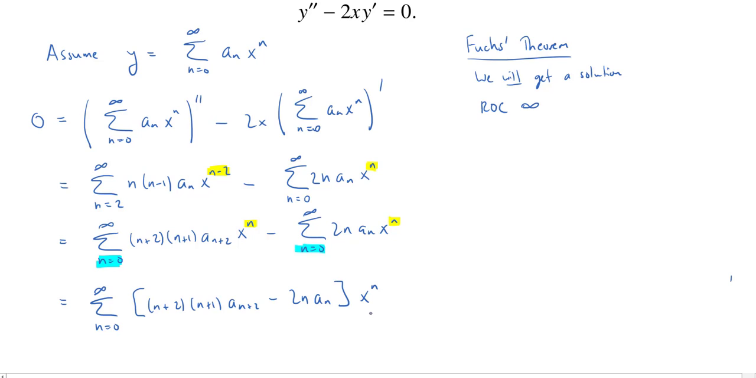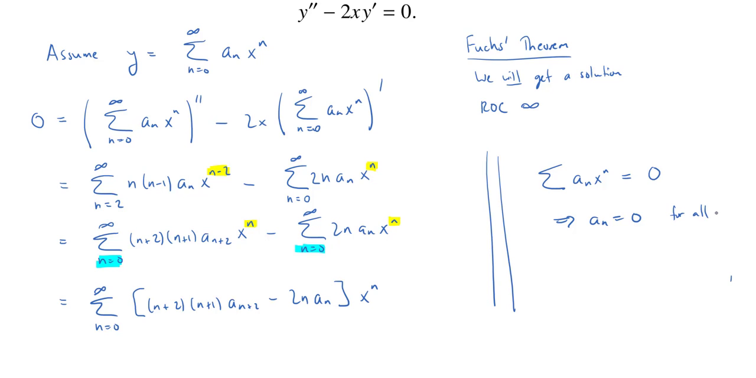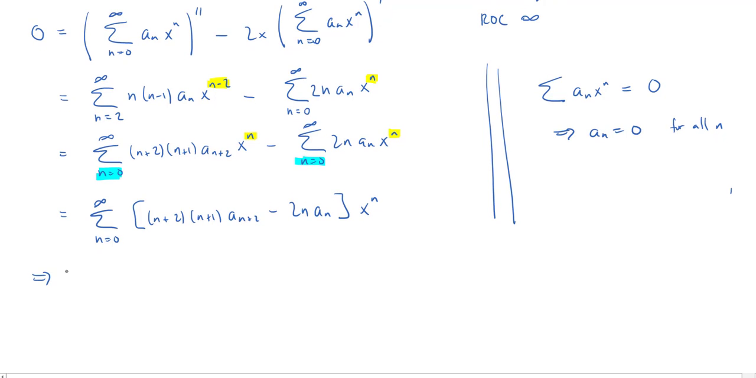Okay, so I have a series. This is a power series, which is equal to 0. And we should recall, we've shown that when we have a power series which is equal to 0, this implies that the a_n is equal to 0 for all relevant n. So this implies now that our coefficients, everything in front of the x to the n, are all 0. So n plus 2, n plus 1, a_{n+2} minus 2n a_n is equal to 0. And this is for all n at least 0.